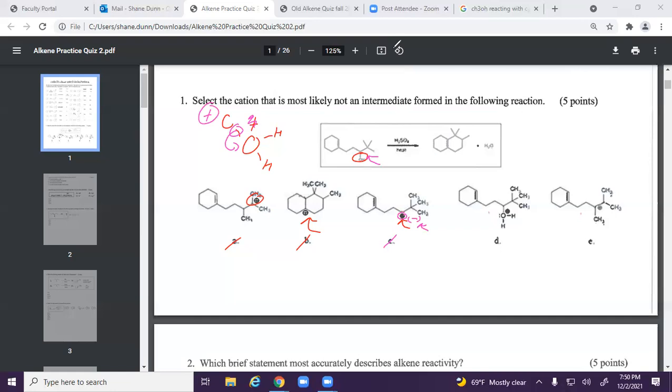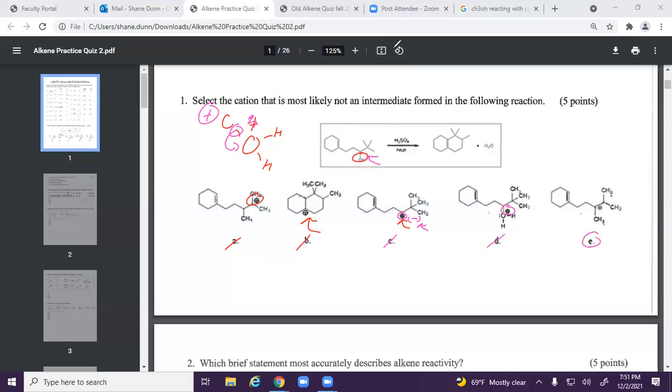Okay. D, this could be an intermediate. The water hasn't left just yet, correct? So it's a step, we usually ignore it, but it is an intermediate. The only one left is E.